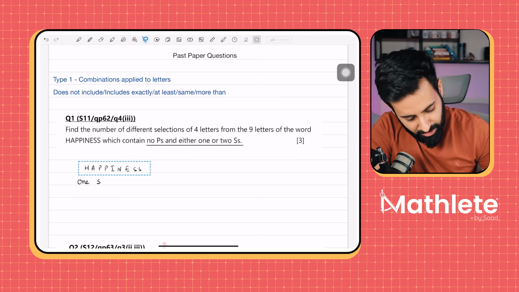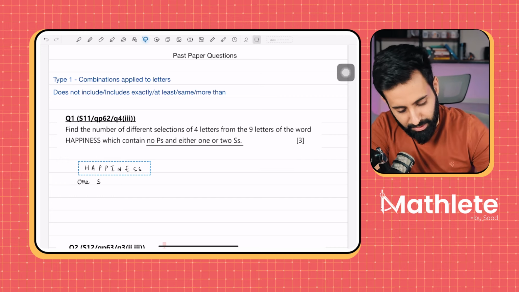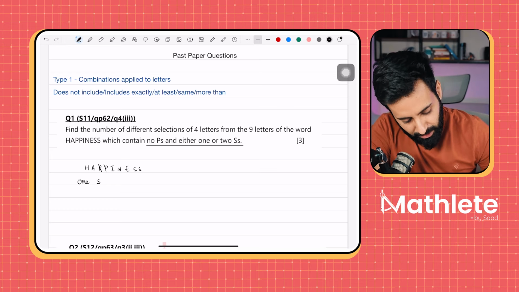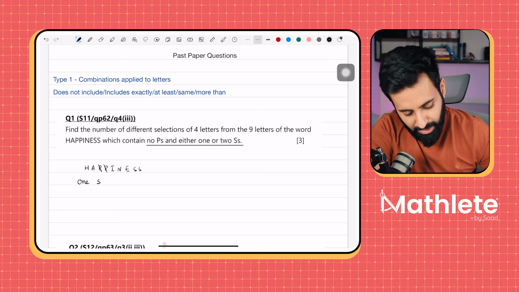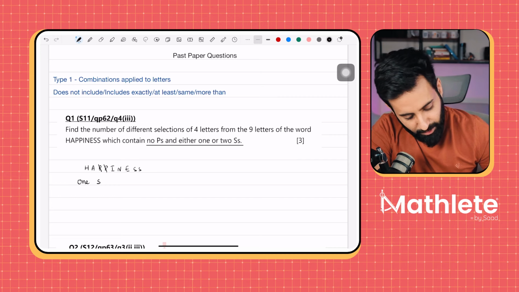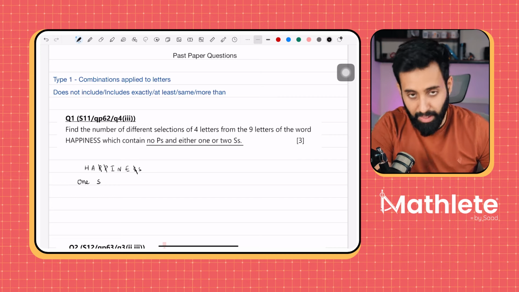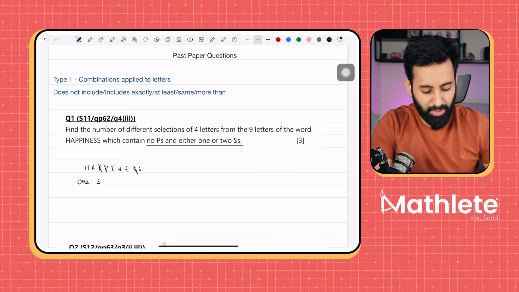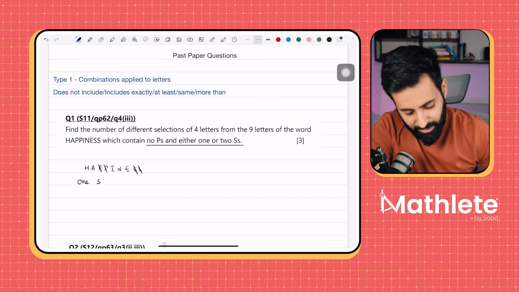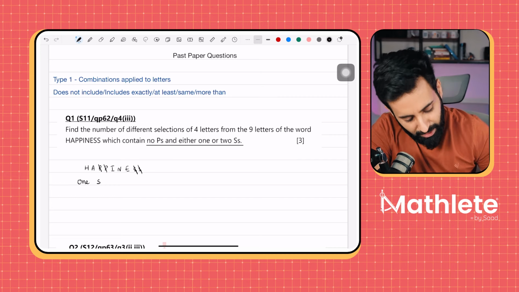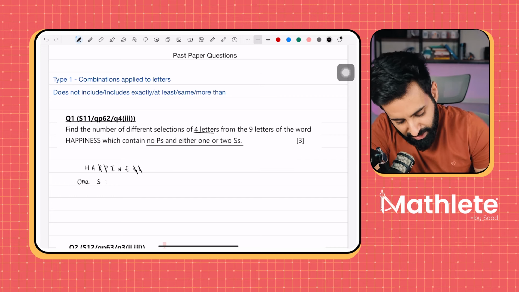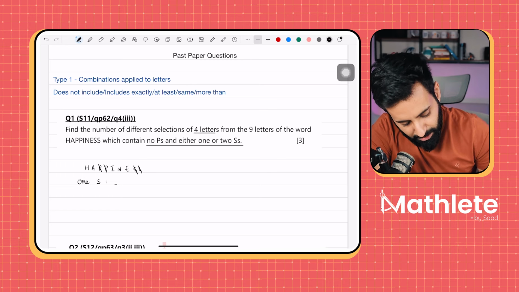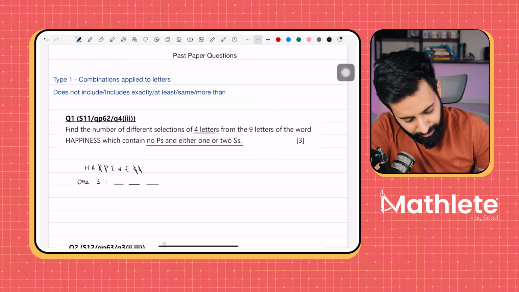Now I'm going to copy this because I'm going to need it for the next possibility as well. Let's cross out the P's because we want to make sure that we don't end up selecting any of the P's. We want to have only 1 S, so because of that we cannot allow the other S to be selected, so we're going to cross that out as well. And do keep in mind, how many letters are we selecting? We're selecting 4 letters, so we're going to make 4 blanks: 1, 2, 3, and 4.